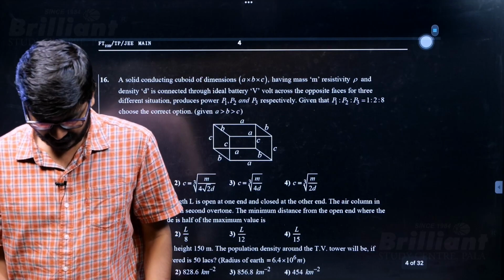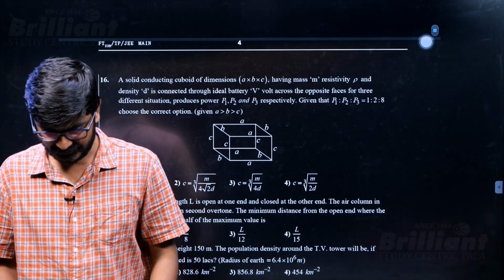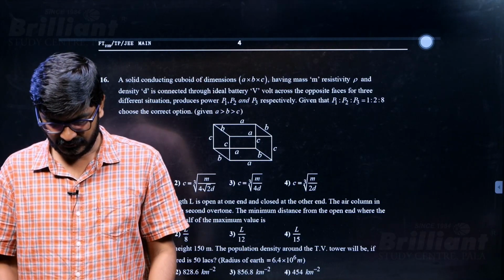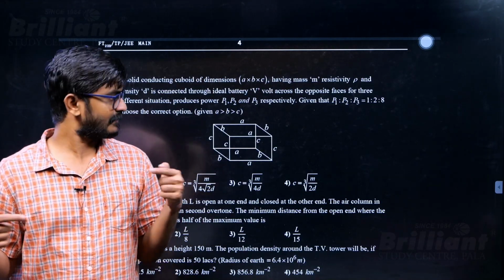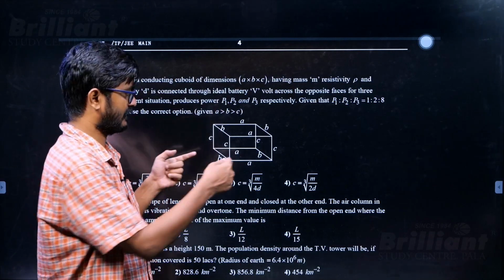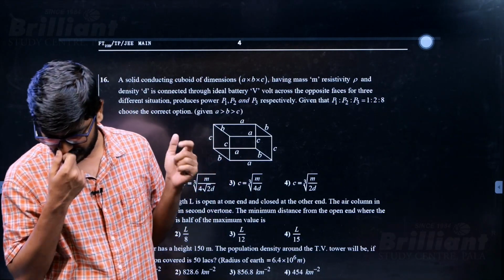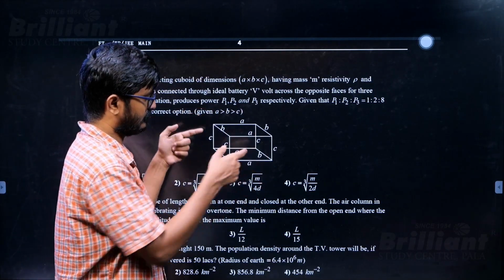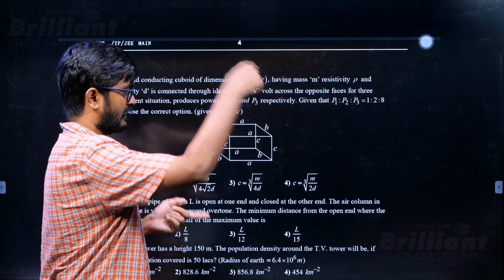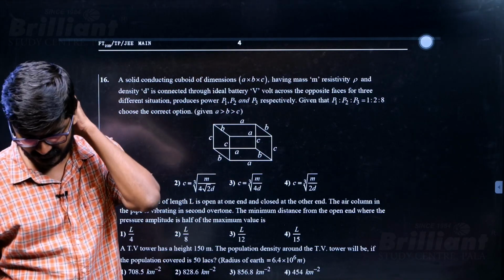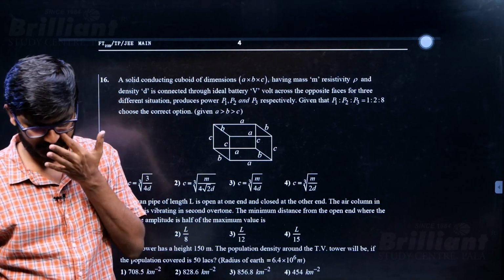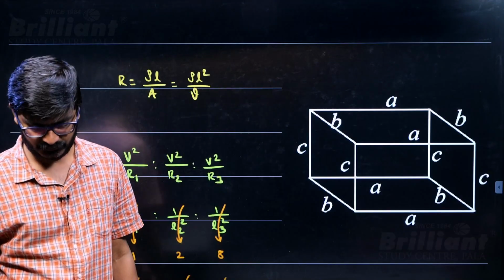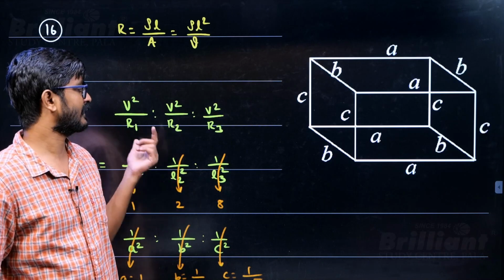A solid conducting cuboid of given dimensions, mass, resistivity and density is taken. A battery is connected across different faces, first this face and its opposite face. So there are three possibilities: this one, this one, and up and down. The powers are P1, P2, P3. Given that P1:P2:P3 is given, and a is greater than b is greater than c. Now voltage is constant, so I can write power as V squared by R.